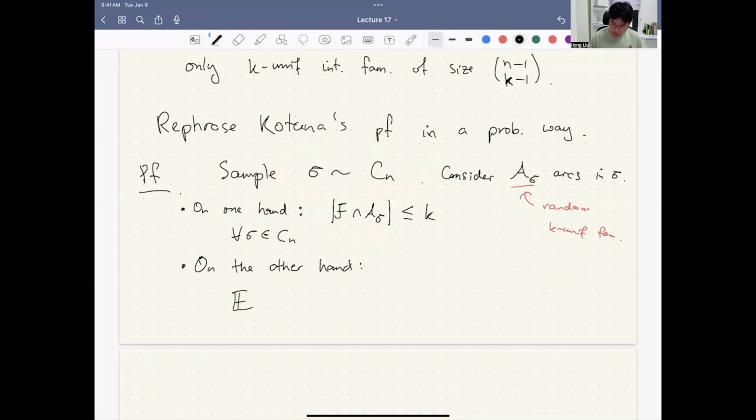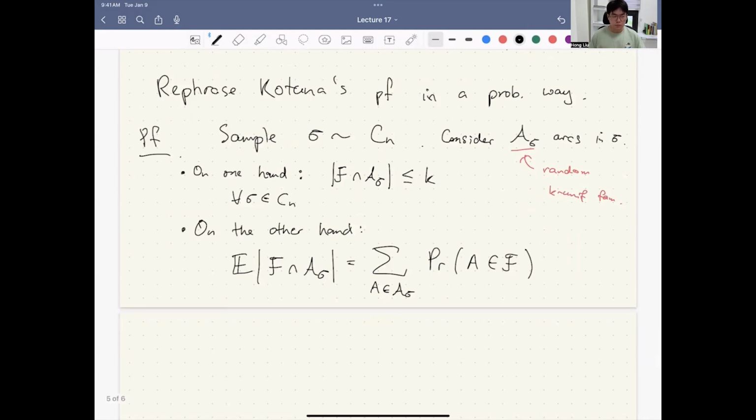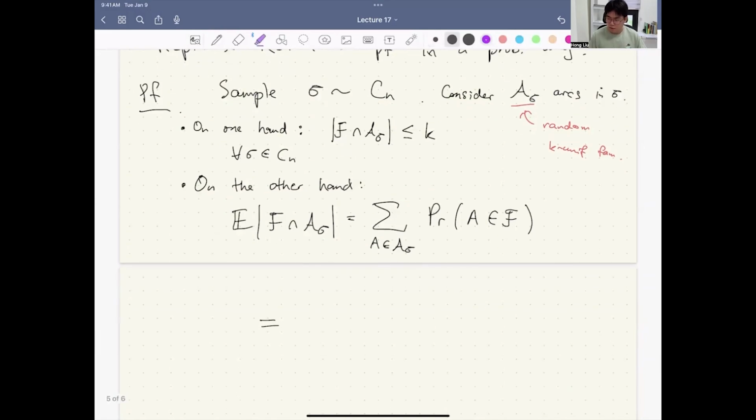The expected size of F intersect A sigma is what? This is just the sum over the arcs A in A sigma of the probability that this arc A lies in the family F. Okay, definition of expectation. Now, this equals, let's first look at the probability.